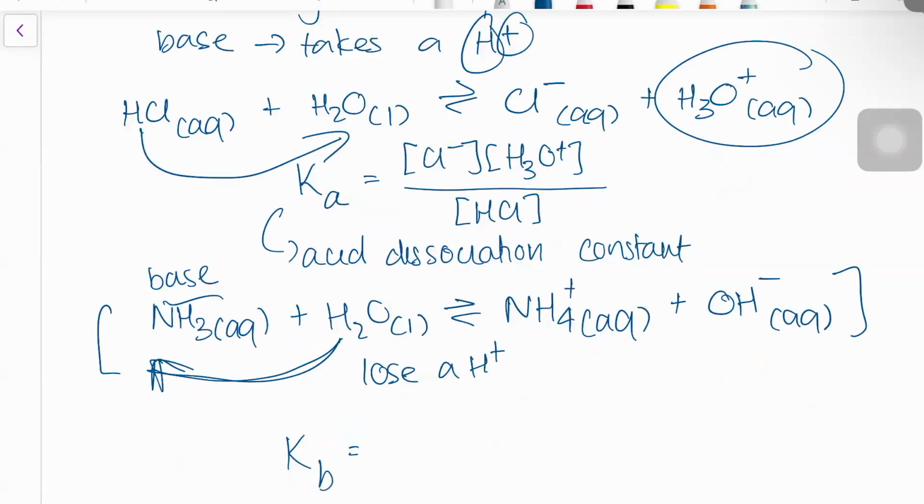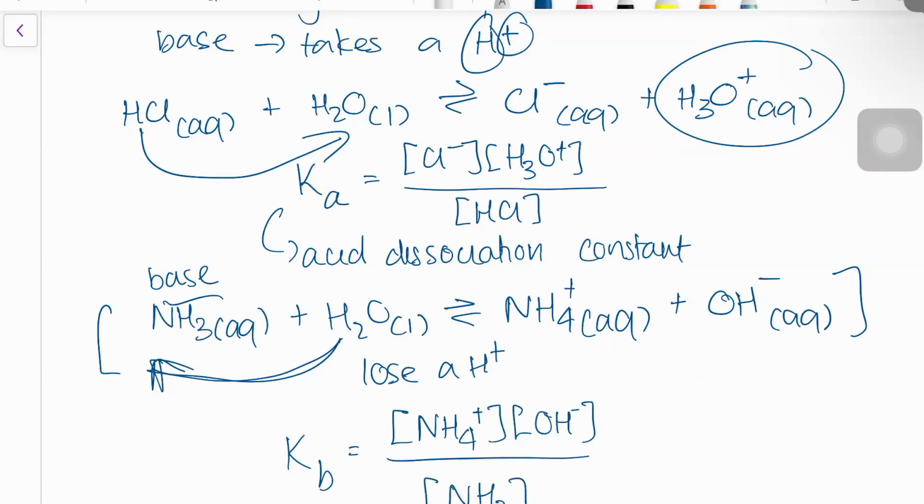So this is going to be called Kb, and this is your base dissociation constant. So it's just the equilibrium constant. We just give it a specific name so that you know what particular reaction it is, and then you write your equilibrium expression the same way. So this is NH4 plus and OH minus, all over NH3.